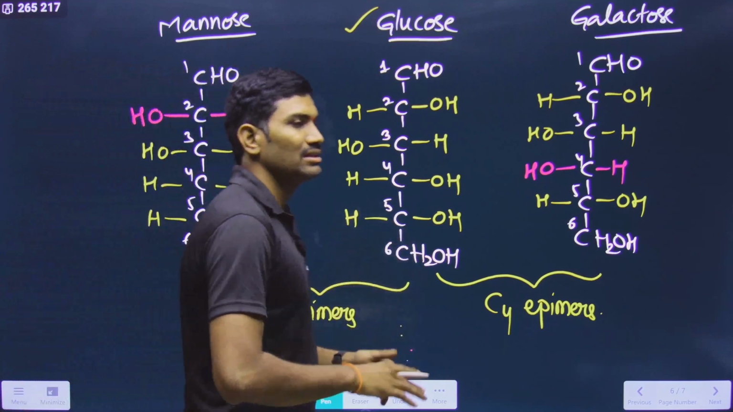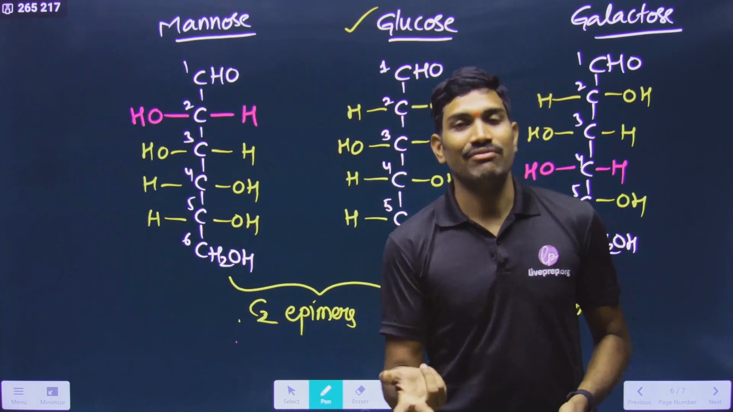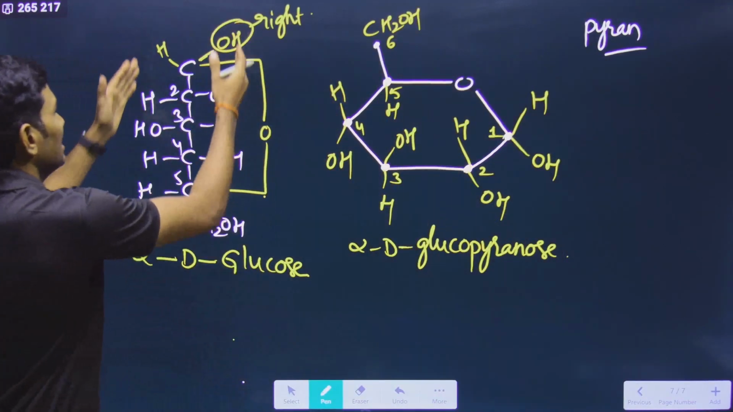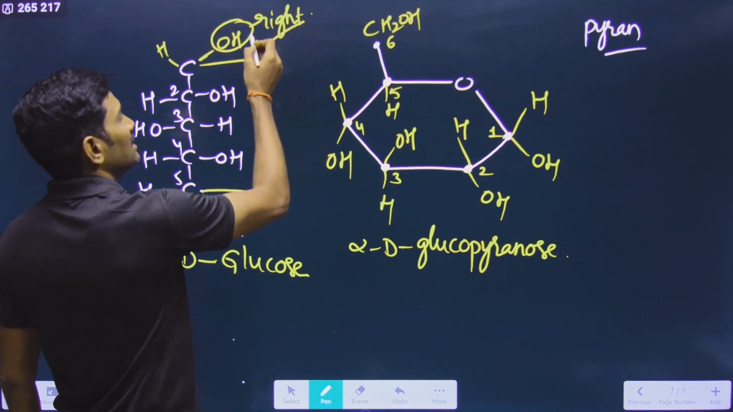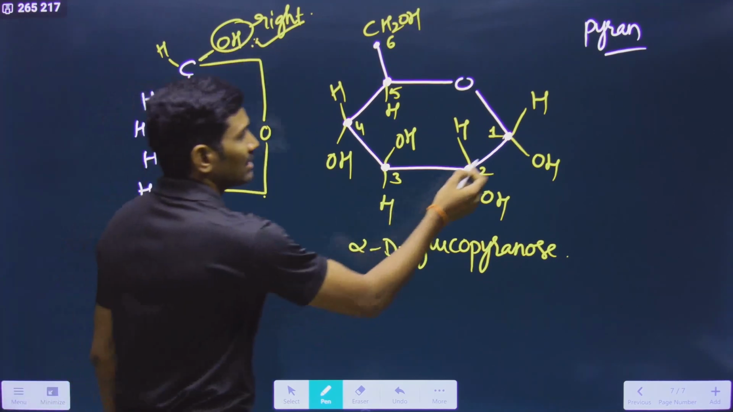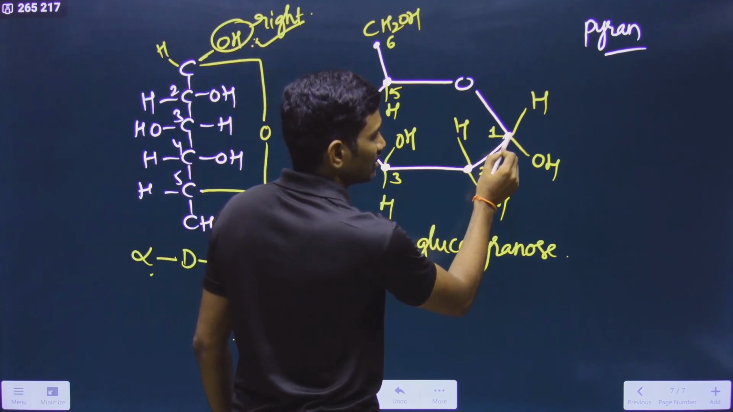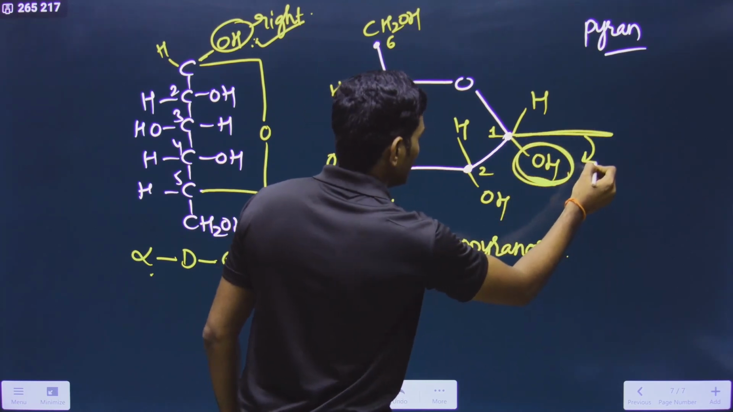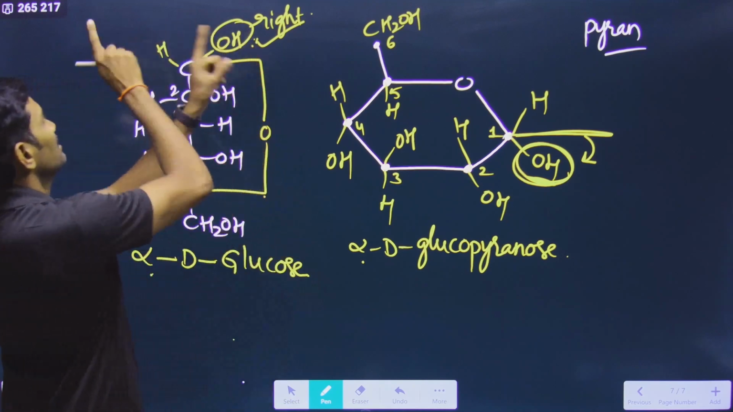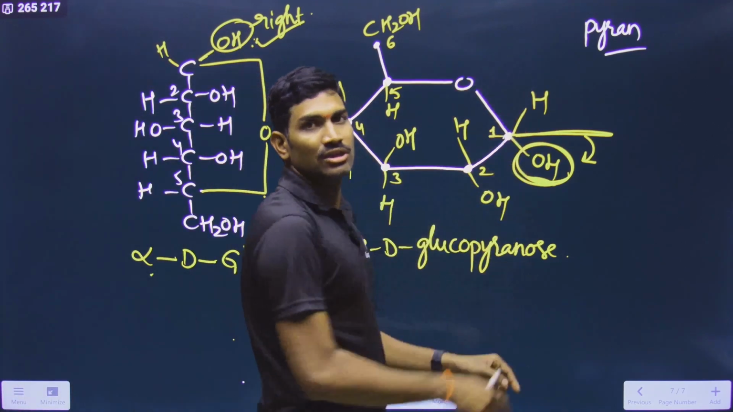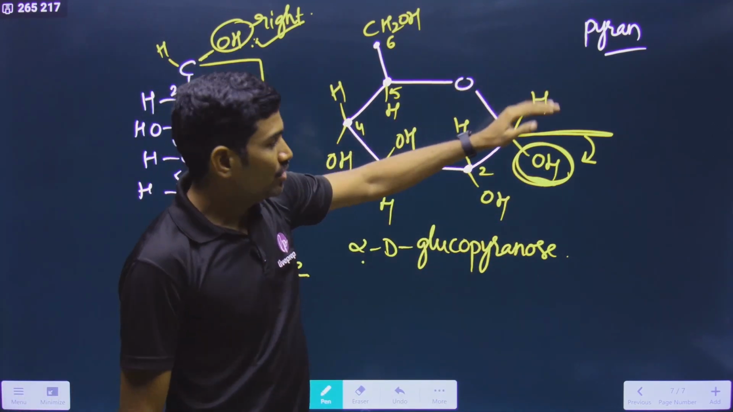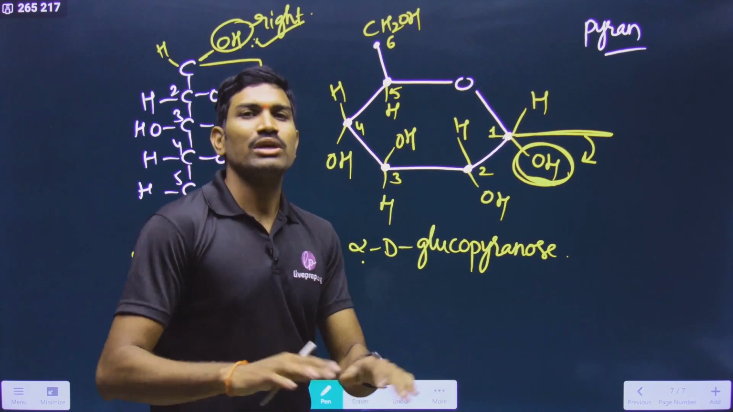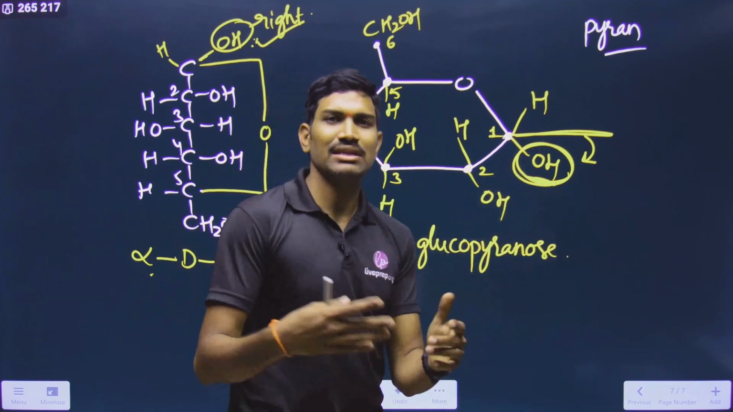So please remember, for all these things, when we are making the ring forms, alpha forms and beta forms are possible. If it is a linear one, on the right side, if OH is present, it is the alpha form. In the ring form, what happens? On the carbonyl carbon, suppose this is the plane, if the OH group is present below the plane, it is alpha. Suppose it is reverse, that means above the plane, it will be the beta. So below the plane OH is alpha. Above the plane OH will become the beta. So according to the conditions, according to the structure, we can change this.